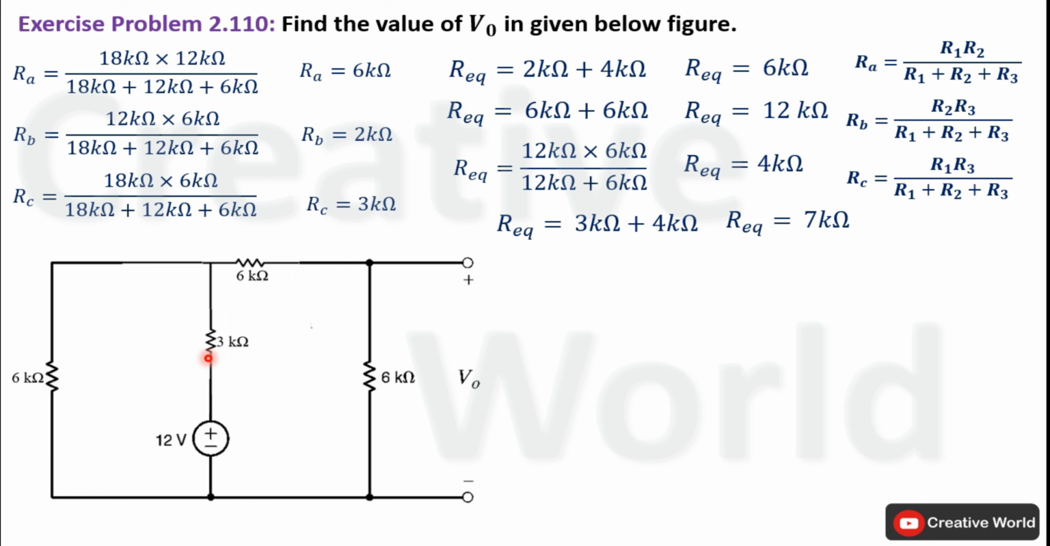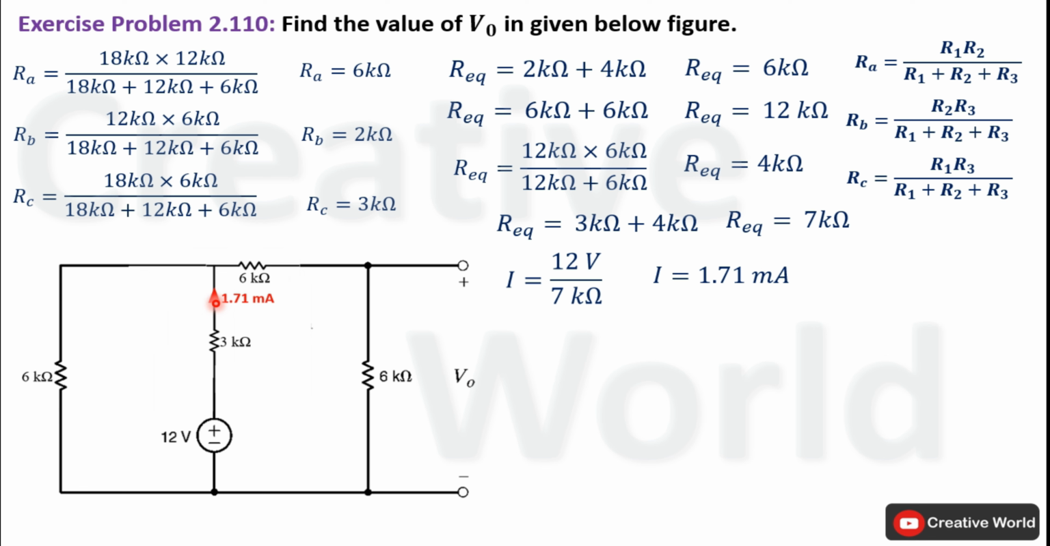That will become 7 kilo ohm. After calculating the total resistance of this complete network, we can calculate total supplied current using Ohm's law. Current I will be equal to 12 volt divided by total resistance of the network. It will become 1.71 milliampere. Now this total supplied current will be flowing from this branch and it will be distributing among these two branches. And the direction of current will be upward, leaving from positive terminal and entering towards negative terminal. So modify the network by indicating current through this branch with its direction.